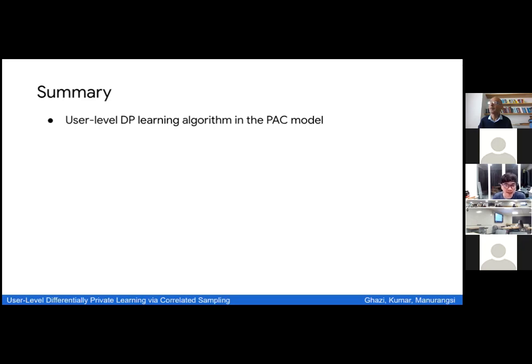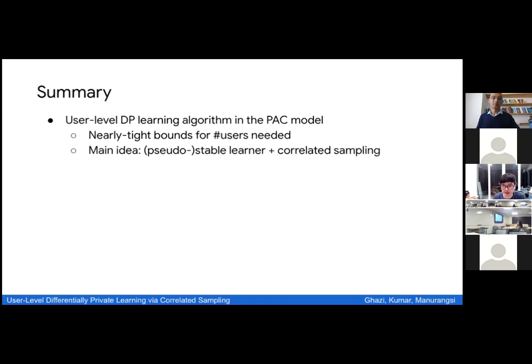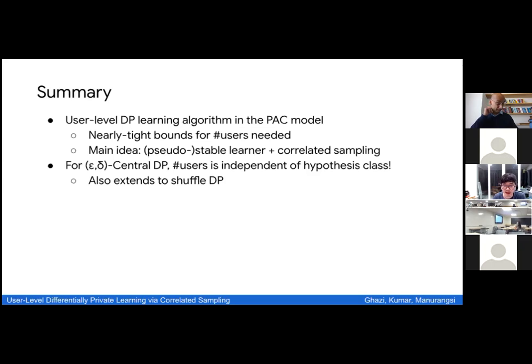Okay, so in summary, we give the user-level DP learning algorithm in the PAC model. We give nearly tight bounds for the number of users in each of the local and central models. And the main idea is to use pseudo-stable learners and correlated sampling. Specifically, for central DP with approximate DP, we get the number of users that is independent of the hypothesis class. I'd also extend to shuffle DP because we only require selection, and selection in shuffle DP for log 1 over delta over epsilon is also possible.